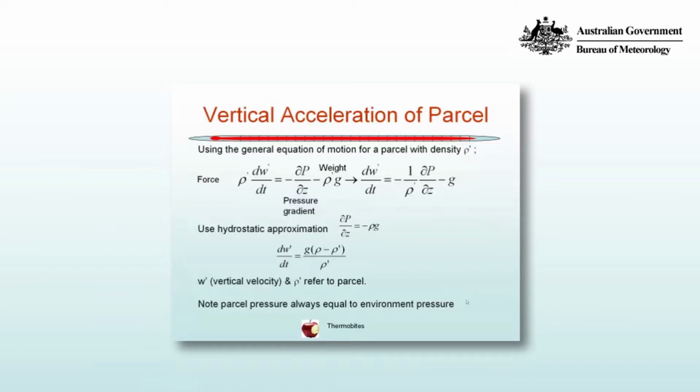So, for example, if a parcel is less dense than its environment, then the acceleration will be upwards. If it's more dense than its environment, then its acceleration will be downwards. And if the density of the parcel and its environment are the same, there will be no net acceleration. Note throughout all this that the parcel always adjusts to its environmental pressure.